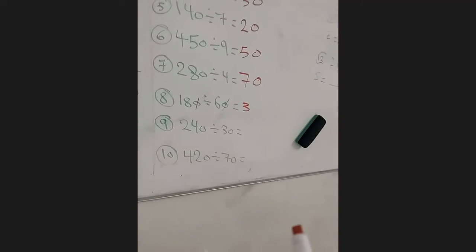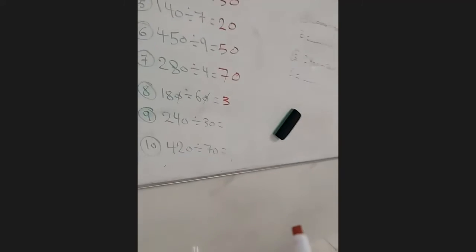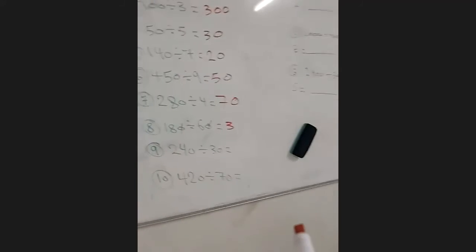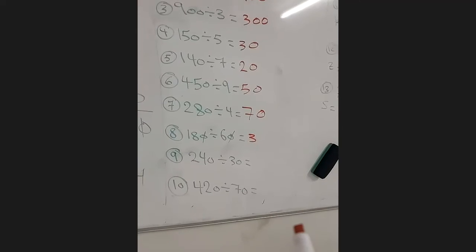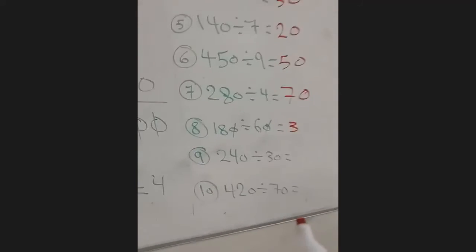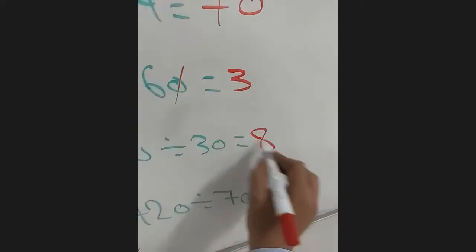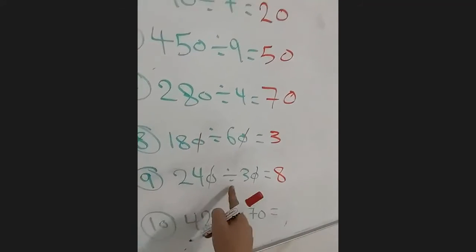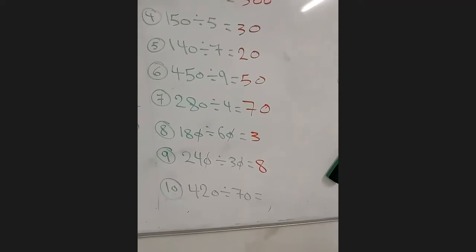Good. Ibrahim. What? No, Ziad first. Ziad. Yes, mister. Yalla, Ziad. Question 9. 240 divided by 30 equals 8. Equals 8, Mumtaz. I'm sorry. No problem. Cross 0 with 0, guys. So 24 divided by 3 is 8. Equals 8. Ibrahim. Question 10.